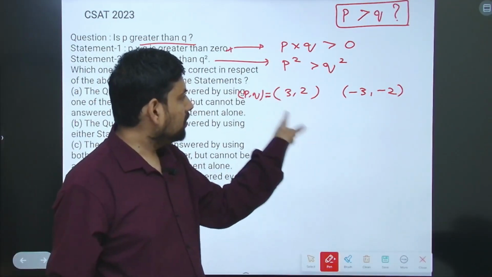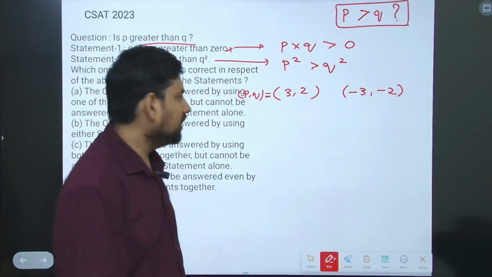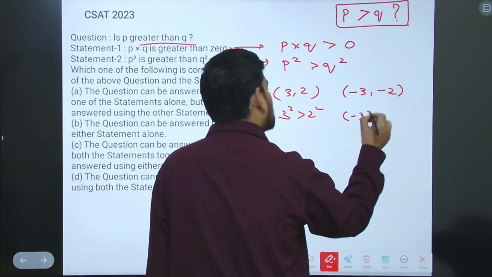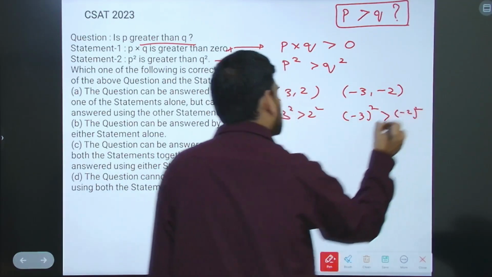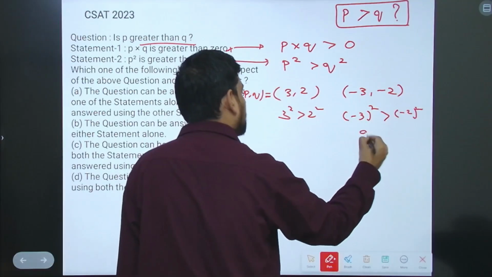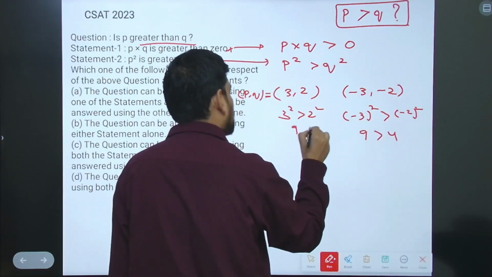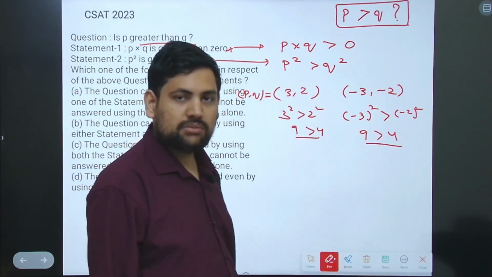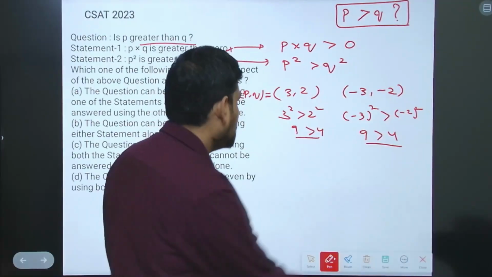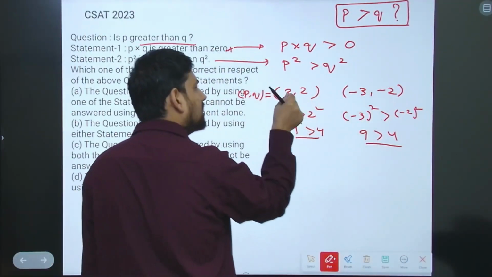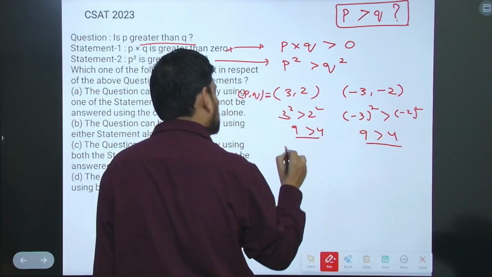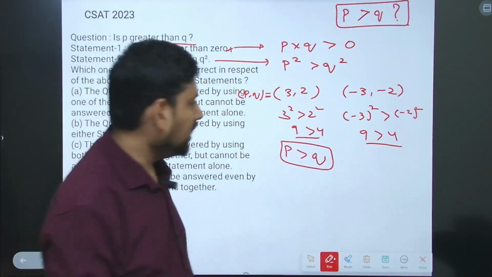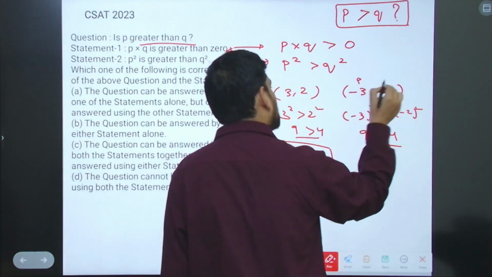Now can you see both of them are satisfying P square is greater than Q square, correct? Here 3 square is greater than 2 square. Here also -3 square is greater than -2 square, correct? This is 9 and this is greater than 4. This is 9, this is greater than 4. So both of them are satisfying this equation, but important thing is that here, if you see here, P is equal to 3 and Q is equal to 2. So clearly here P is greater than Q. This is correct. But here if you see, this is P and this is Q.